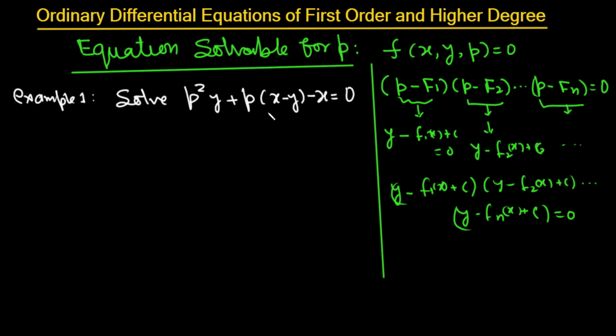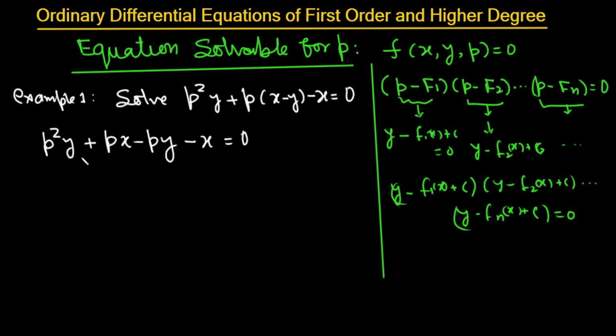Now, let us factorize it into the linear factors of p. Because it's a quadratic equation in p, if we consider this as a simple algebraic equation in p, it will have two linear factors with p as the unknown variable. So let us rewrite this equation as p square y plus px minus py minus x equals 0. We should keep in mind that we have to factorize it into the linear factors of p.